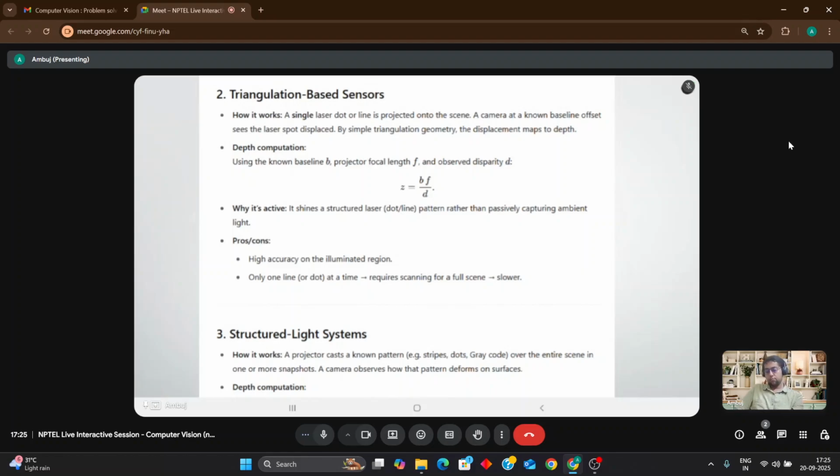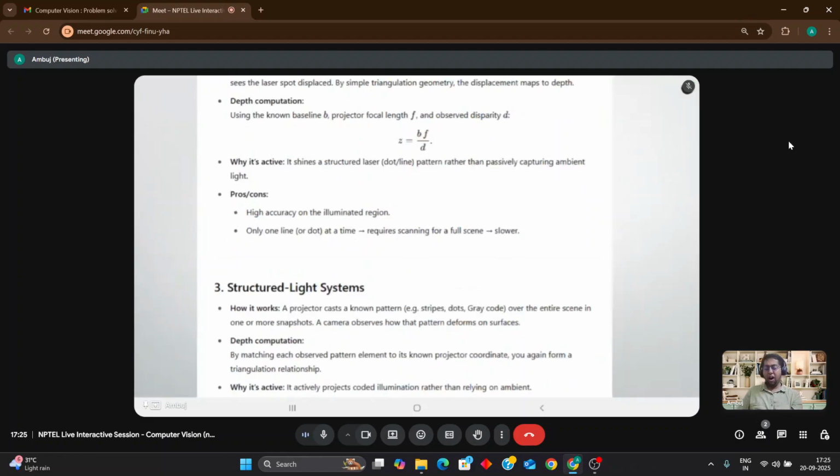Why is it active? Because it shines a structured laser rather than passively capturing ambient light. The pros are high accuracy on the illuminated region. The cons are that one line requires scanning for a full field, and reflection issues.